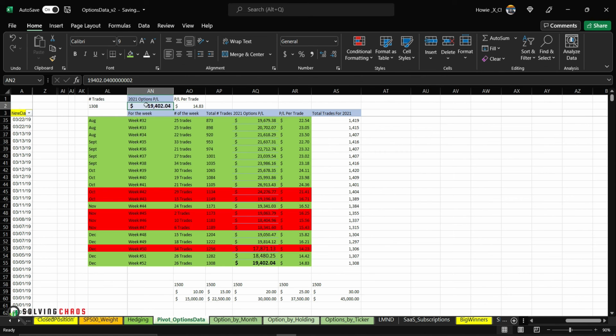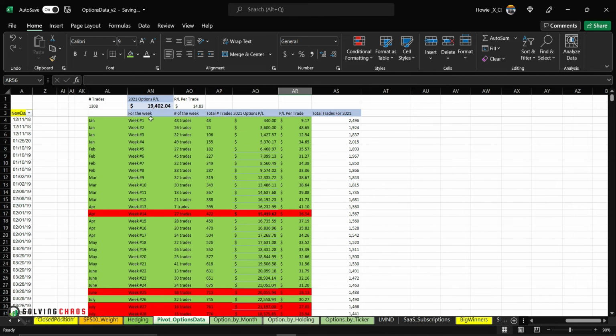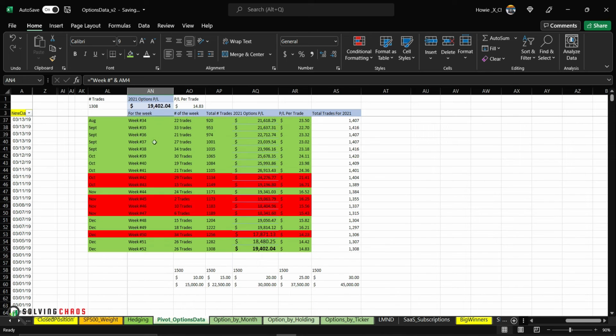So I went and I updated this. My final trade number for the year is 1308. My average profit per trade is 1483. And this is a weekly snapshot of what happened each week.